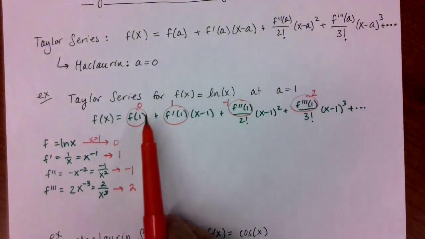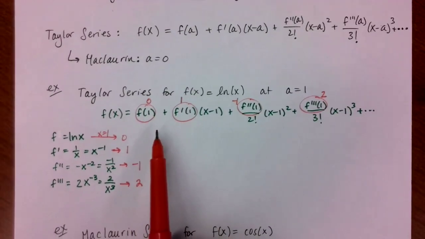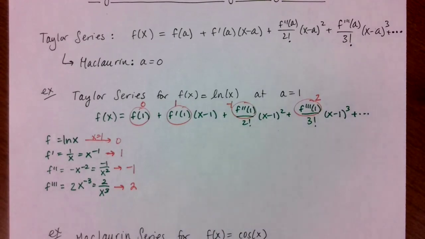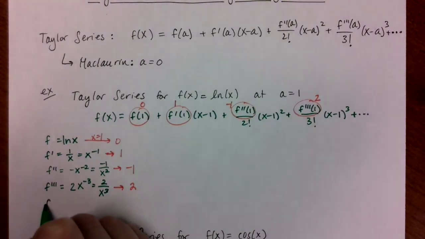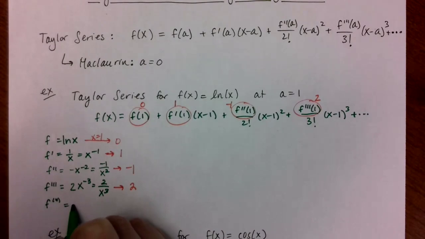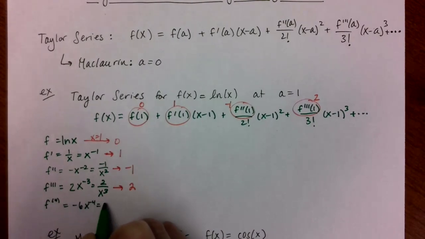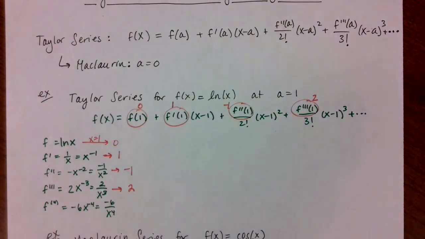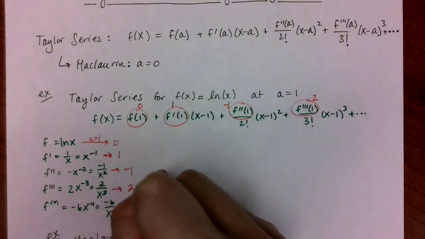And since this first term zeroed out, I want at least 4 terms in my answer personally. So I'm going to do one more step here. Take one more derivative. So the fourth derivative is negative 6x to the negative 4, negative 6 over x to the 4th. So if I plug 1 into that, I will have negative 6.